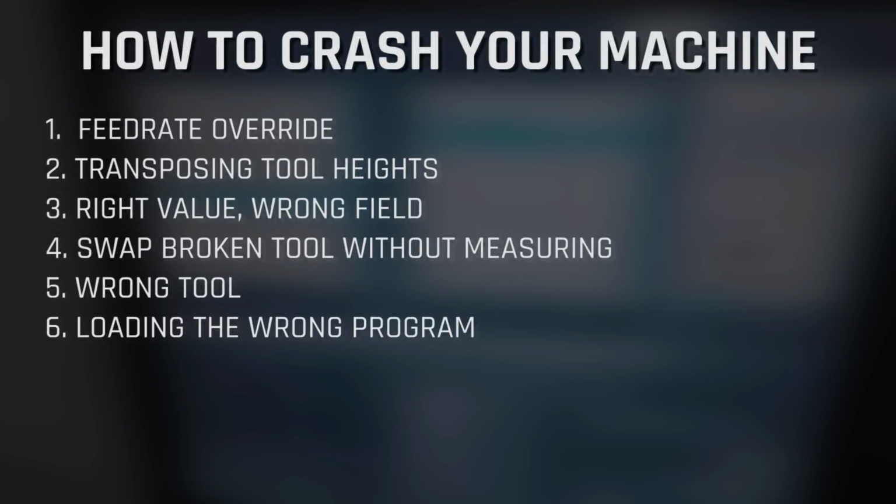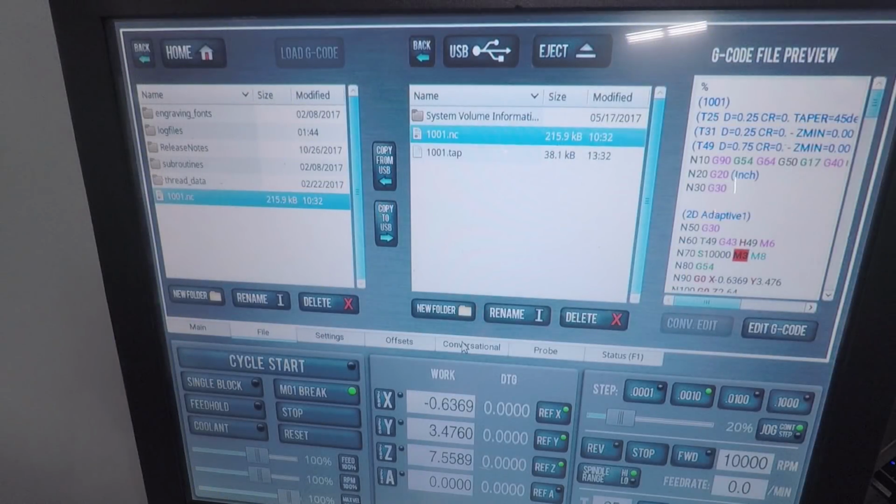Number 6, loading the wrong program. Here you can see we've got 2 different files, the exact same file name, 1001. PathPilot will accept both .nc and .tap files. Which one is the right one? Which one did you post out? Which one is even with a Tormach post processor? Really important to make sure you've got either clearly labeled files or you pick the correct file off of your thumbstick.